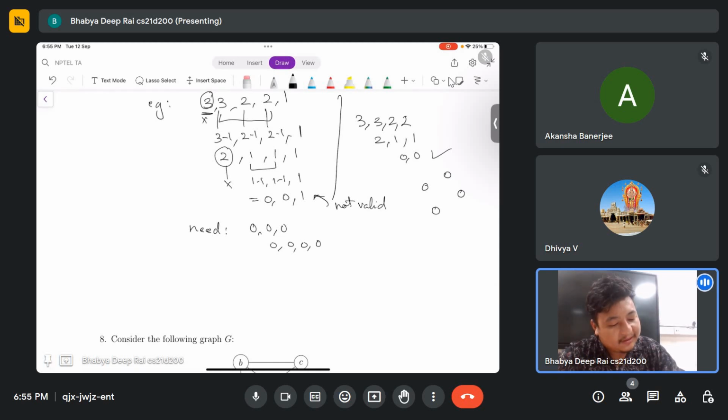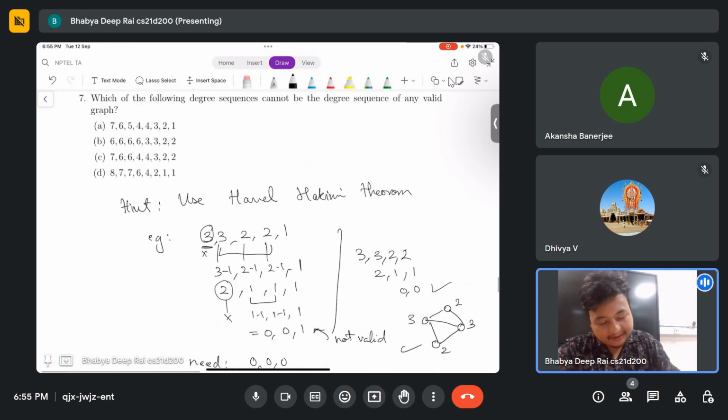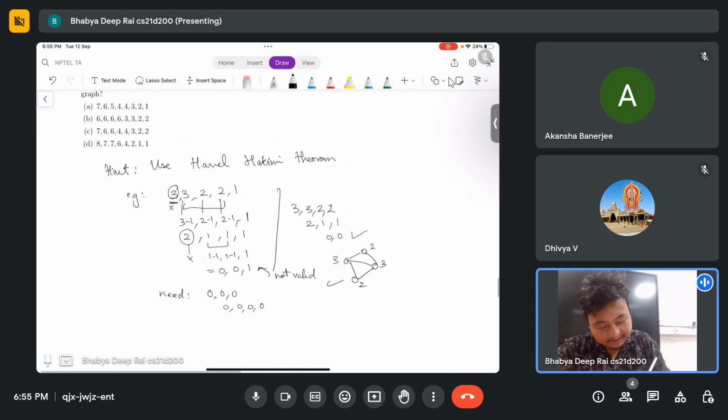There are 4 vertices. This is 3, and this is 2, and this is 2. This is an example of a graph which follows the degree sequence. So this is valid. So that is exactly what we'll do. Now let's do it one by one.